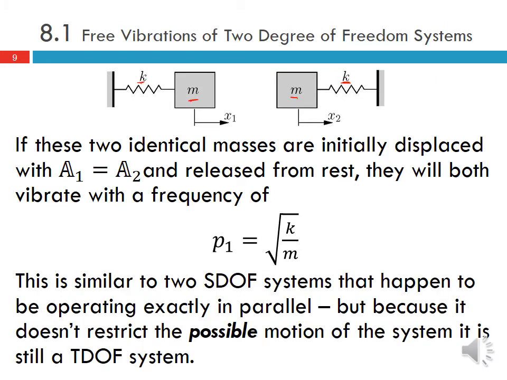So this is similar to 2 single degree of freedom systems that happen to be operating exactly in parallel. But because it doesn't restrict the possible motion of the system, it's still considered a 2 degree of freedom system, because we still are using those 2 different coordinates to describe the motion.